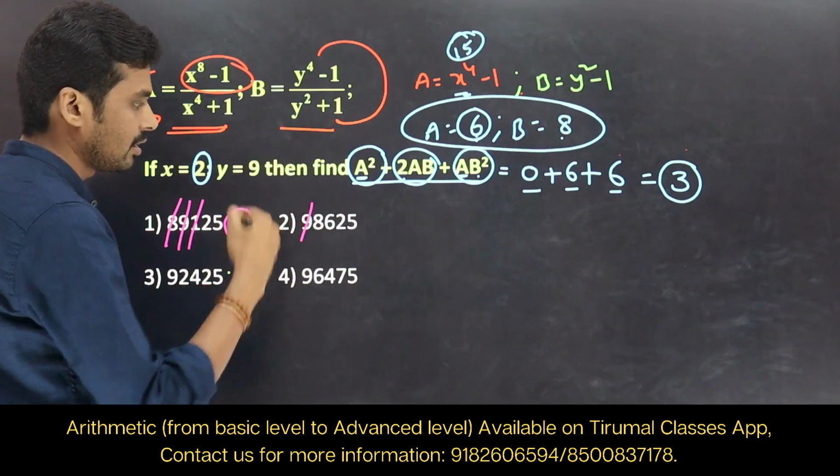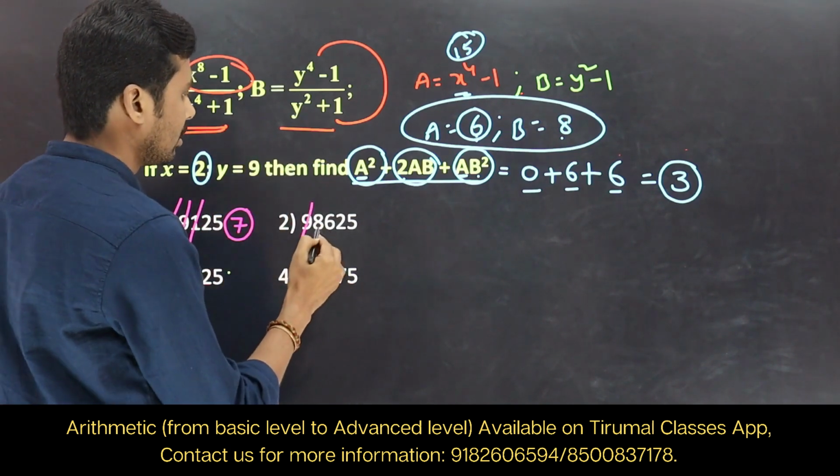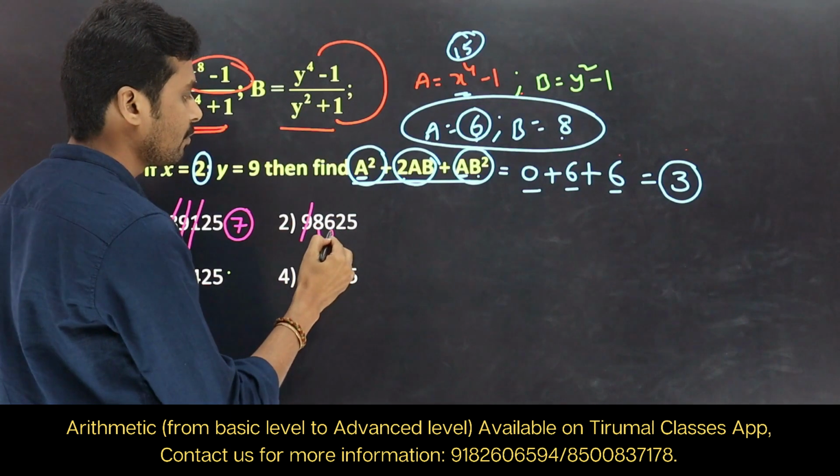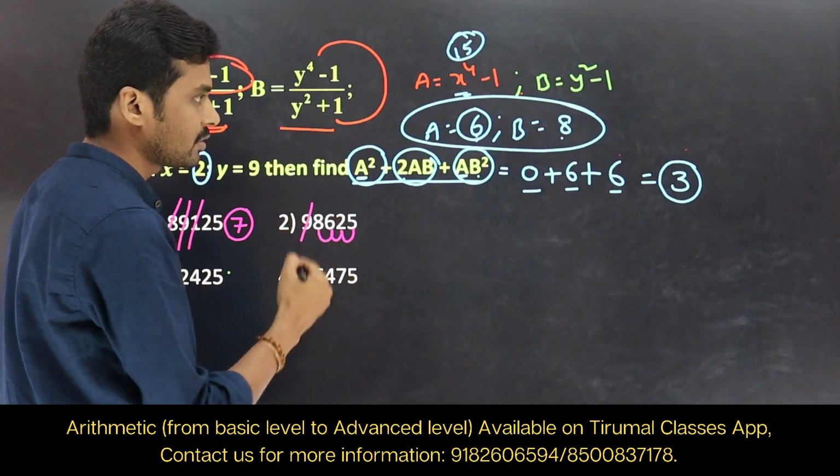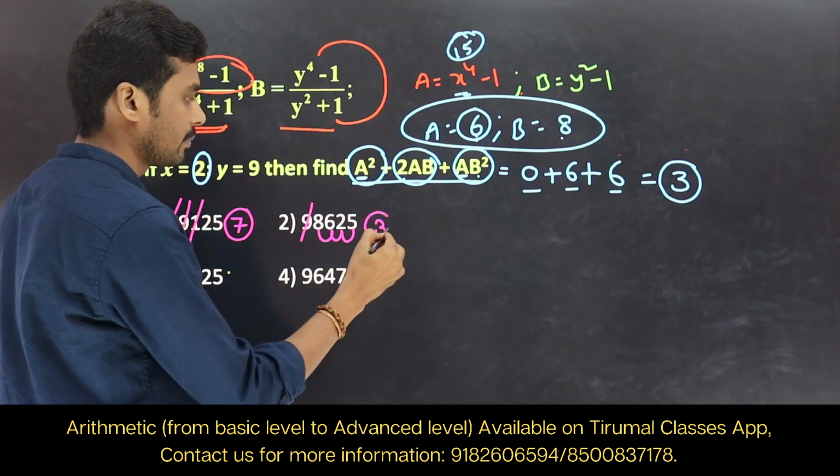And similarly here 9 gets cancelled. Here 8 plus 6 is 14, 14 plus 2 is 16, 16 plus 5 is 21. 21 means that 3.